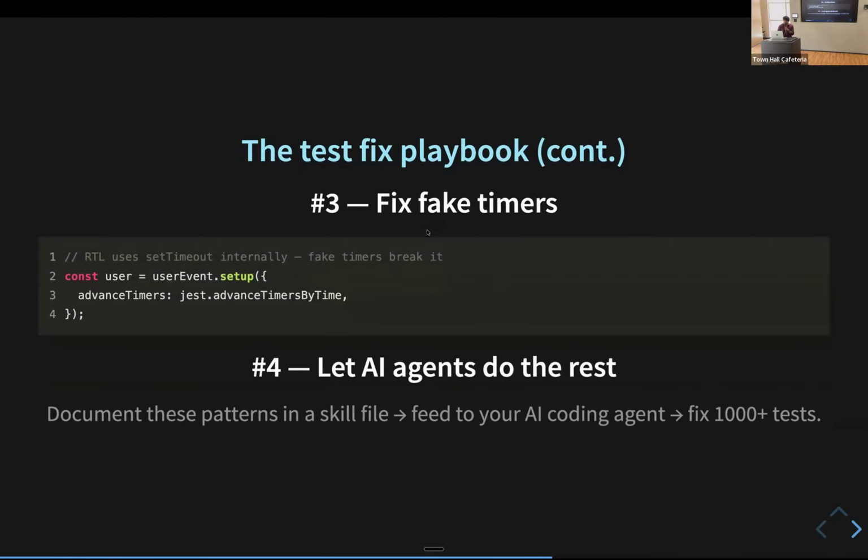And timers also start acting weird in concurrent mode. So using this neat trick of advancing timers would help you fix all those things.